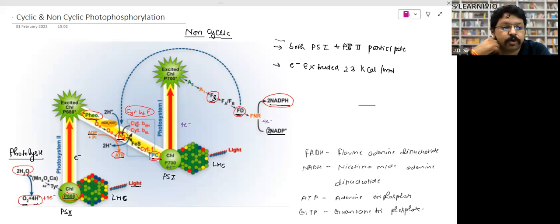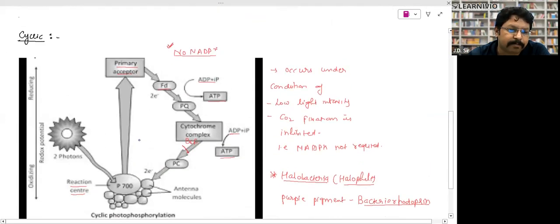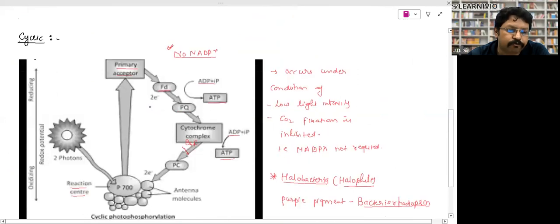Suppose that if you want to go to your friend's house, you will start traveling from your house and you will reach your friend's house. But if your friend is not present over there, what will you do? You'll come back. Right? The same thing happens with the electron. When NADP plus is present, it will receive the electron and the electron will be consumed. Now, if NADP plus is not present, then the electron will come back. That is called cyclic photophosphorylation.